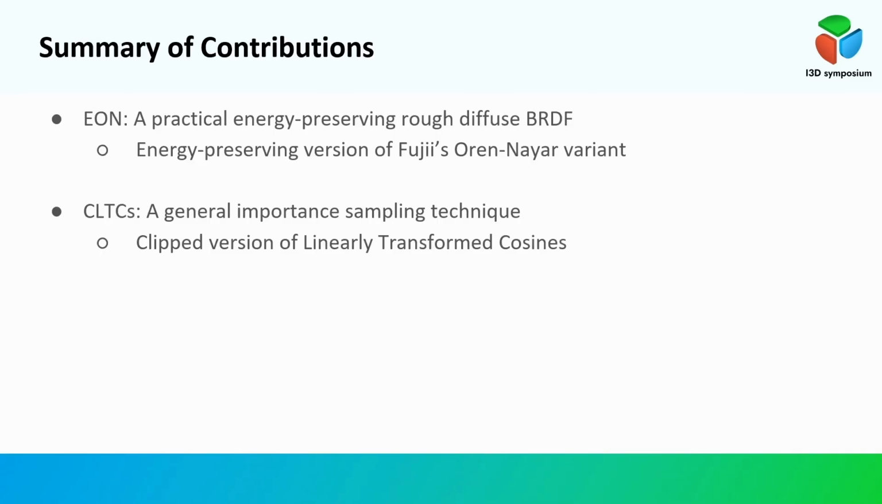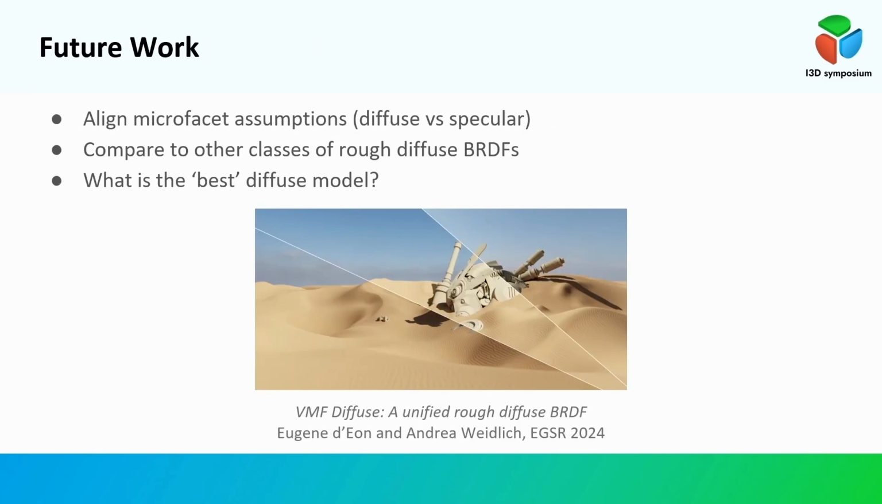So in conclusion, we've presented a new energy preserving variant of RNIA, and we've also presented a general importance sampling technique, which we think could be used elsewhere. So future work.